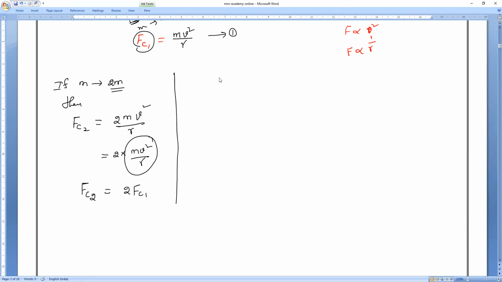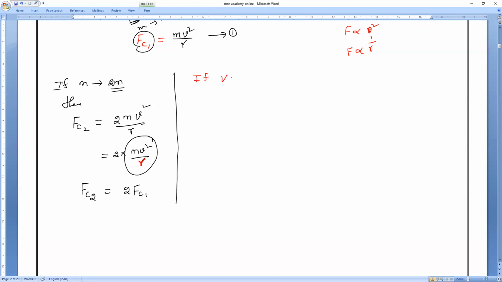Sir, one doubt. Ask me. Sir, how is it 2mv square by r? If you take the 2 out, it is only 2m, sir, and we have only mv square by r. Clear? The 2 is with the m, the 2 is the magnitude for mass, so I can write it separately. Nothing wrong in that. But you are doubling only the magnitude of velocity, sir. I am not doubling the magnitude of velocity, I am doubling the mass. Only the mass becomes double. Okay, sir.